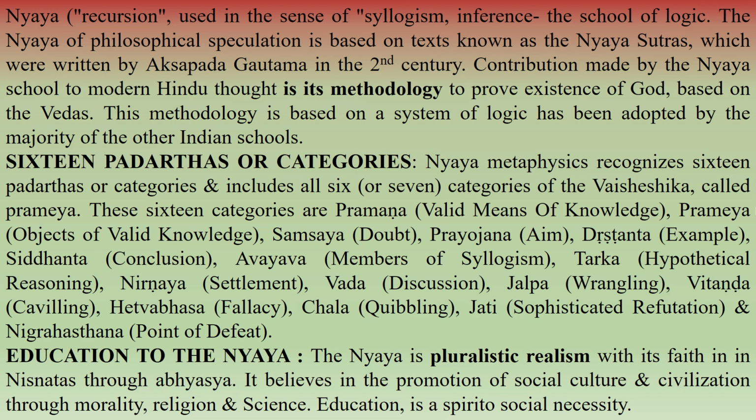These 16 categories are Pramana or valid means of knowledge, Prameya or objects of valid knowledge, Samshaya or doubt, Prayojana or aim, Drishtanta or example, Siddhanta or conclusion, Avayava or member of syllogism, Tarka or hypothetical reasoning, Nirnaya or settlement, Vada or discussion, Jalpa or wrangling, Vitanda or cavilling, Hetvabhasa or fallacy, Chala or quibbling, Jati or sophisticated refutation, and Nigrahasthana, point of defeat.